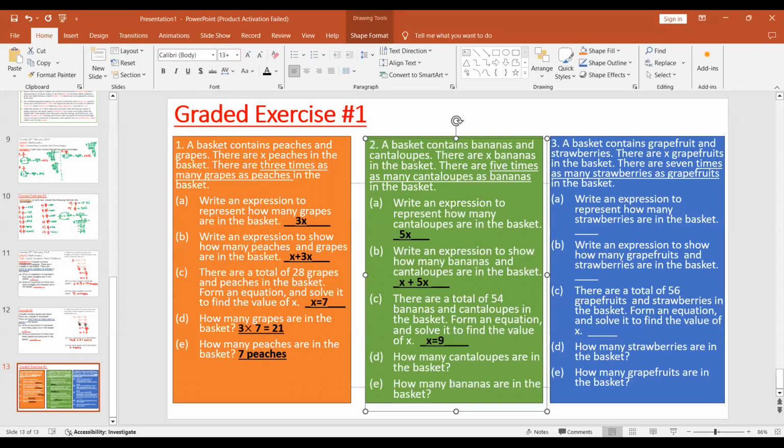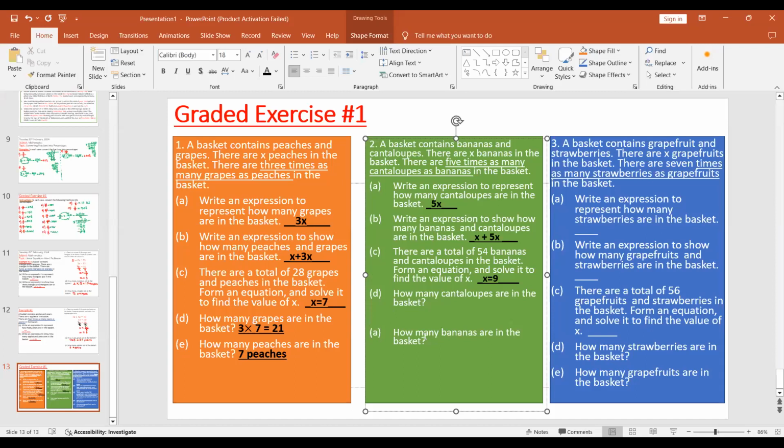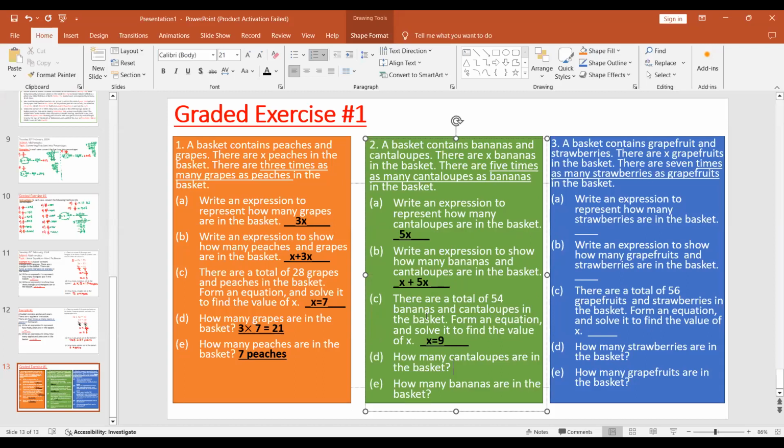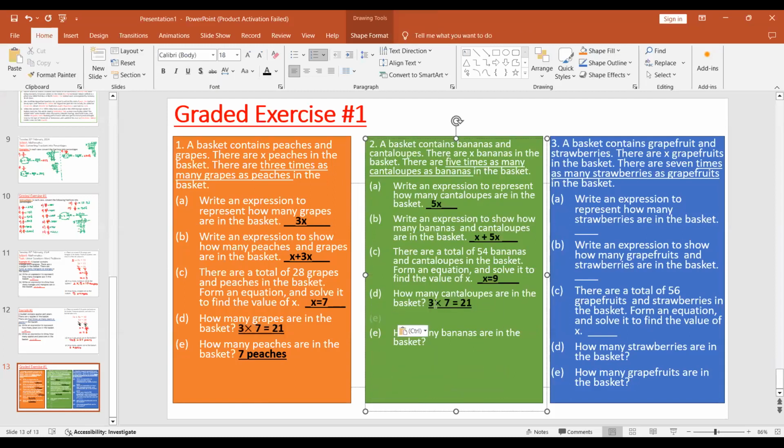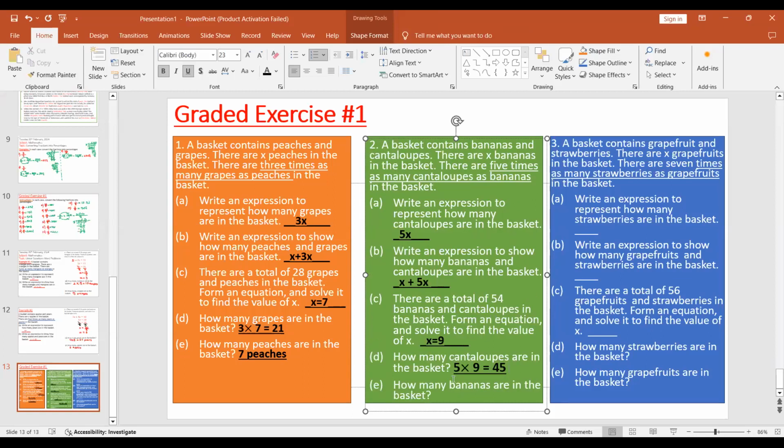Go ahead, Nivea. For part D, how many cantaloupes are in the basket? So for part D, all you really have to do is multiply 5 by 9, which gives you 45. So 5 times 9, because there are 5 times as many cantaloupes as bananas. Yes, 45 cantaloupes. Anyone else got 45 cantaloupes for that one? Yes, sir.